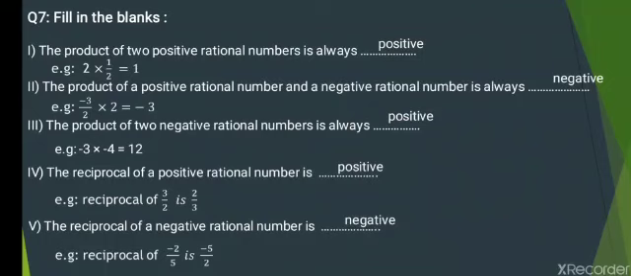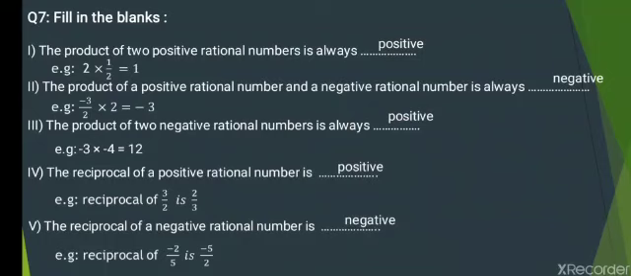Fourth part, the reciprocal of a positive rational number is positive. While doing reciprocal, we only interchange the numerator with the denominator and the denominator with the numerator. We don't change the sign of the number. So the example is the reciprocal of 3 by 2 is 2 by 3. Here we haven't changed the sign of the number. We have just changed the positions of numerator and denominator. So when it is positive, the reciprocal will always be positive, and when it is negative, it will be negative.